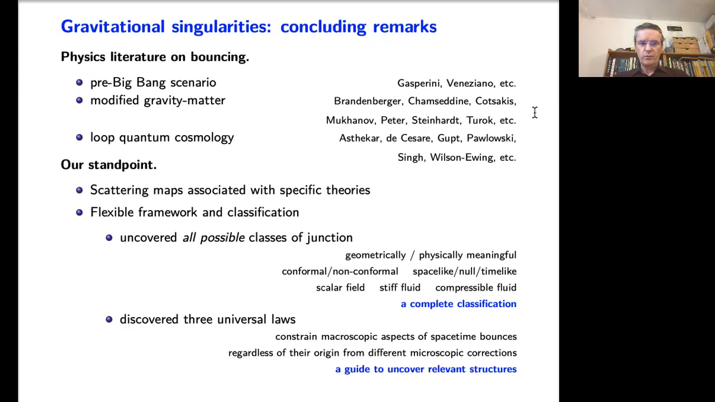What we call universal, again, means that we have junction conditions that are independent of their origin from different microscopic corrections. So you can take any of the models on the top of the screen, and they will give you the same universal junctions. These junctions are satisfied for each of these models.